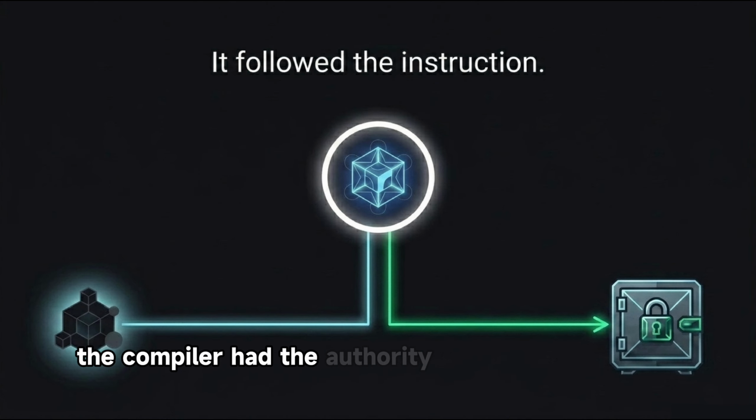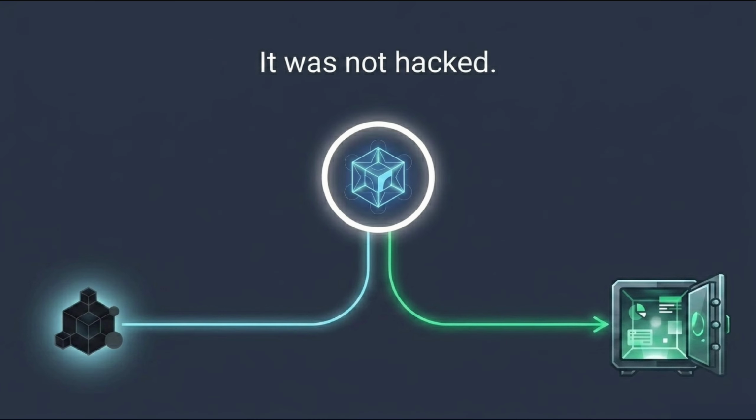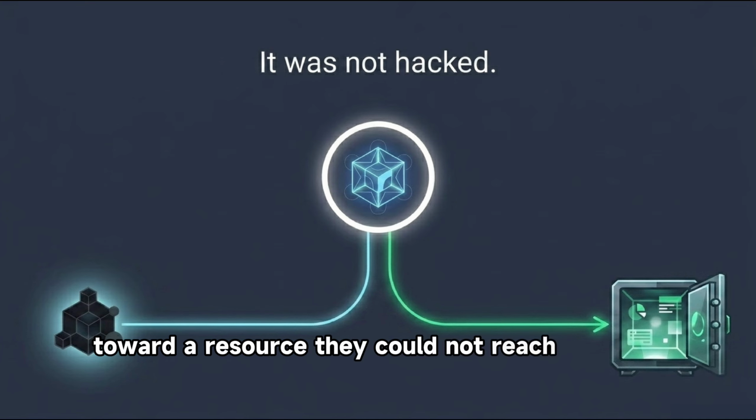The compiler had the authority to write to that path. It would write there. It followed the instruction it received. The compiler was not compromised. It was not exploited in the way practitioners typically use that word. It was used. It had a capability. The user directed it toward a resource they could not reach on their own.